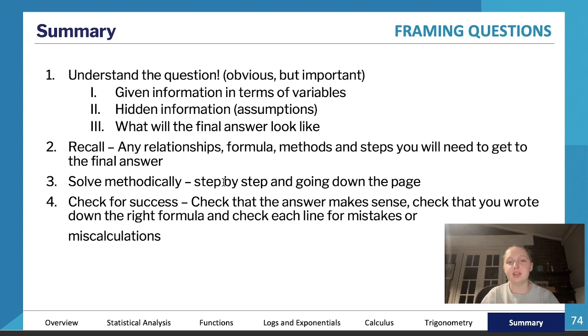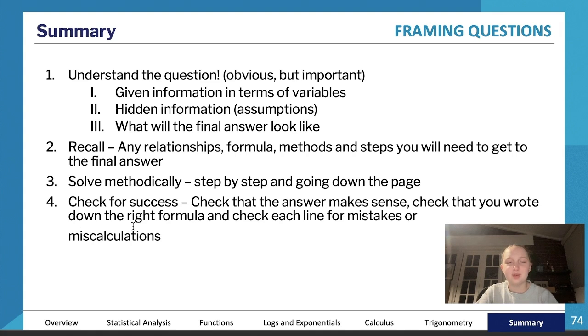Just in case you don't get the right answer, it's super easy for them to see where you went wrong, and then to give you the marks for the things you did right in the lead up to that step. But they can only do that if you've done this logically. And then the final thing you want to do is check that your answers make sense, check that your formulas have been written down right, check for miscalculations.